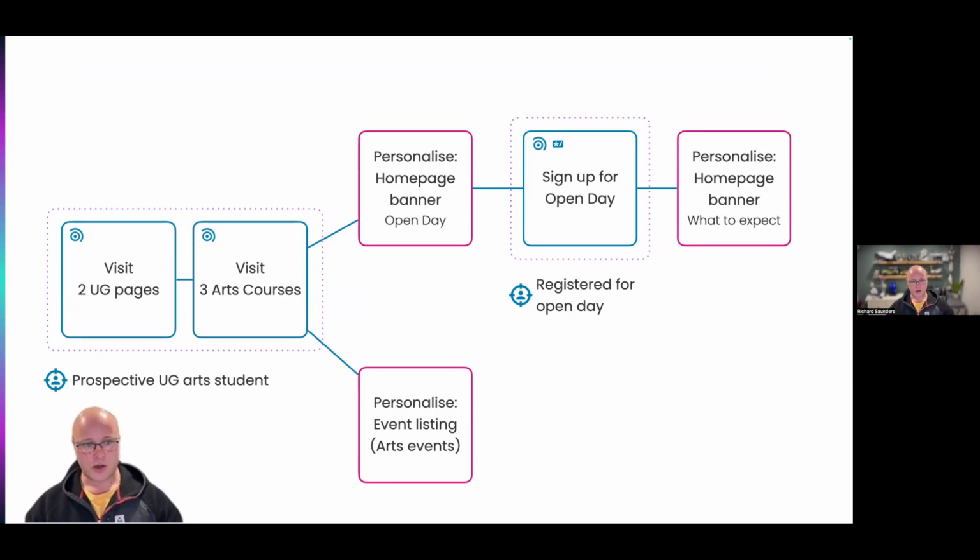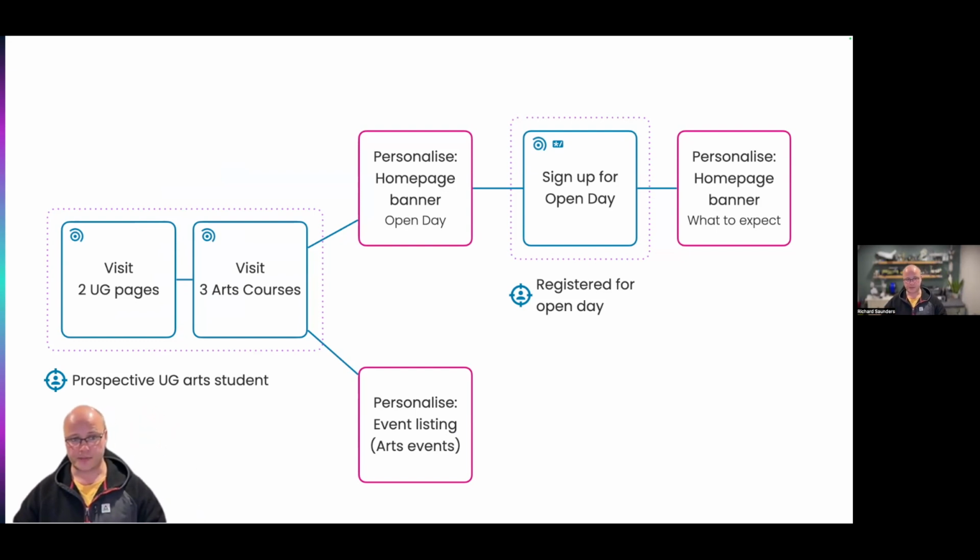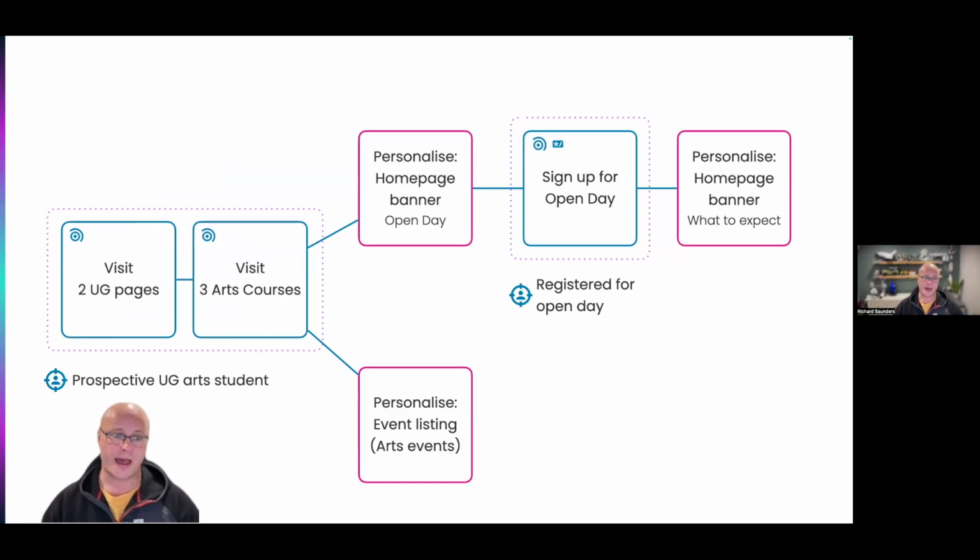So in this case, we are going to look at two signals, which make up a prospective undergraduate art student. They are that they're going to visit 2 undergraduate pages, and they're going to visit 3 arts courses. And when we've placed those users into the prospective undergraduate art student audience, we're going to update and personalize the homepage banner. This banner is going to change from a generic homepage banner geared towards driving people towards an open day.